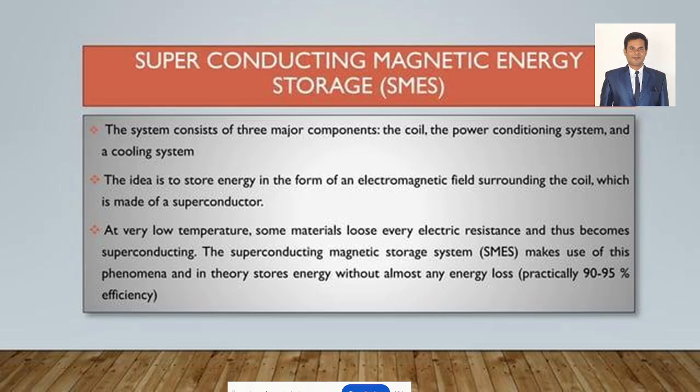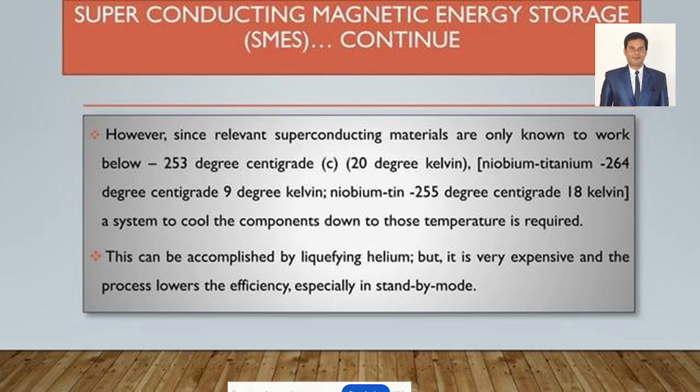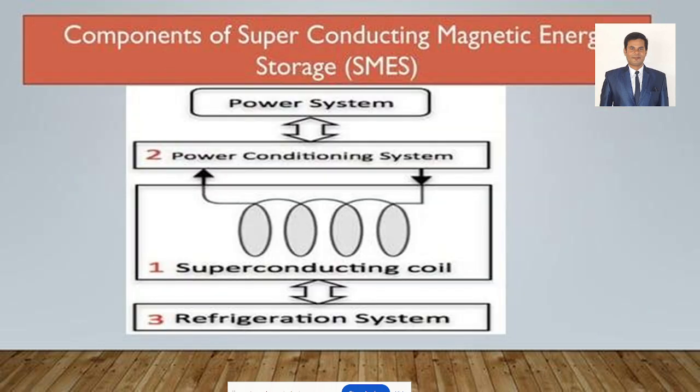Right. So next is the superconducting magnetic energy storage, right? This is another type of energy storage. Let's see the diagram first. There are three components, right? We have the power system, we have the power conditioning system, we have superconducting coils, we have the refrigeration system. So these are the major components in the superconducting magnetic energy storage, right?